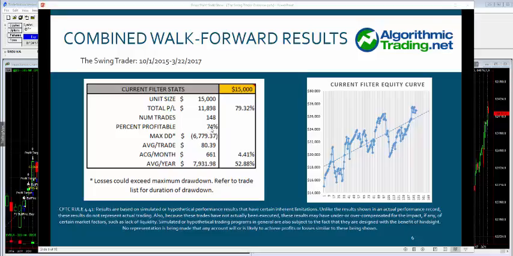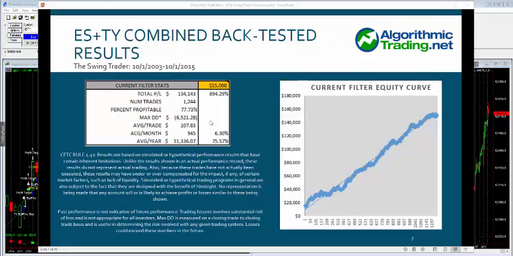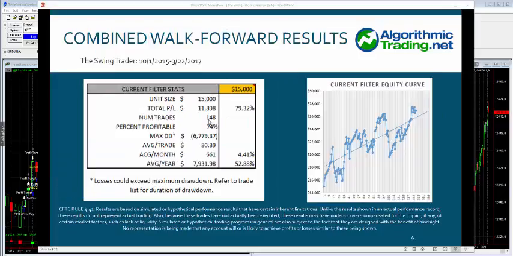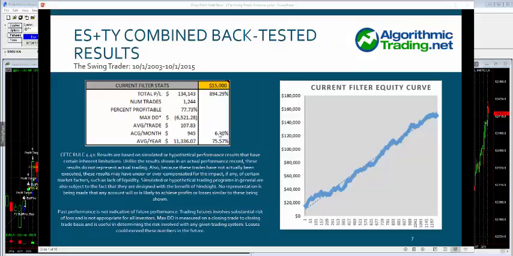The fact that we are so close on the percent profitable is very good. The number of trades is 148. In the back testing, it's 1,244, so we're over 10%. When we hit the 124 trade mark, that was the 10% mark, so we're above that. The average gain per month walk forward is 4.41%. Back tested is 6.3%. So it is down a little bit on the average per month, but still really good numbers.